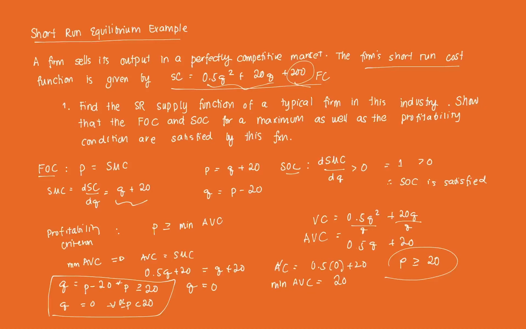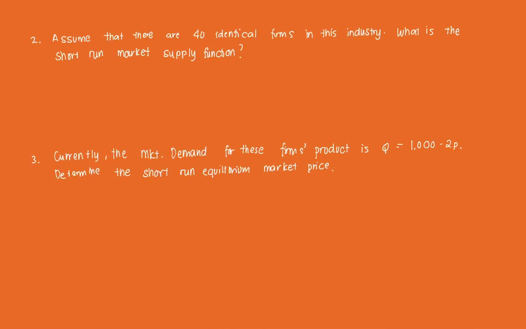Next, we're asked now, assume that there are 40 identical firms in this industry. What is the short run market supply function?